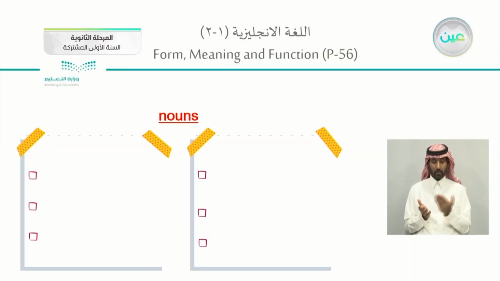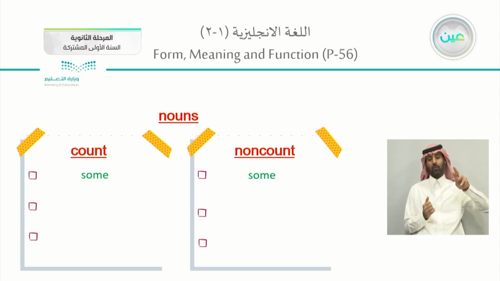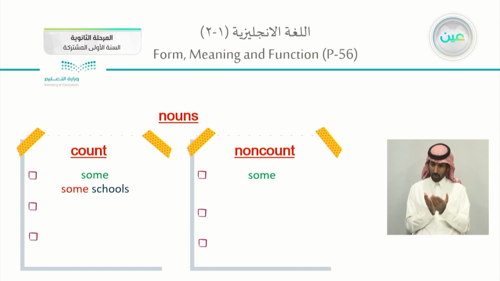Let's try to come up with it here. The nouns are of two types, the count and the non-count. We will focus on some, which can be used with both the count and the non-count nouns. So I can say some schools. And notice that with some, we use it with a count noun in the plural form. Non-count, I can use some transport. It is a non-count noun.